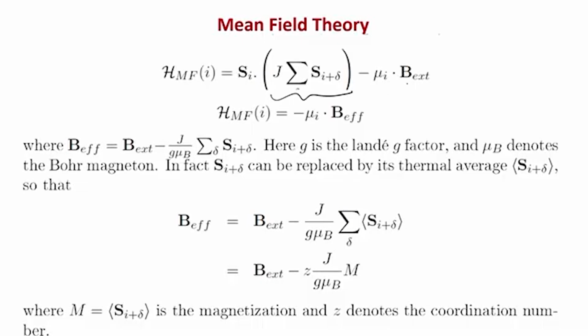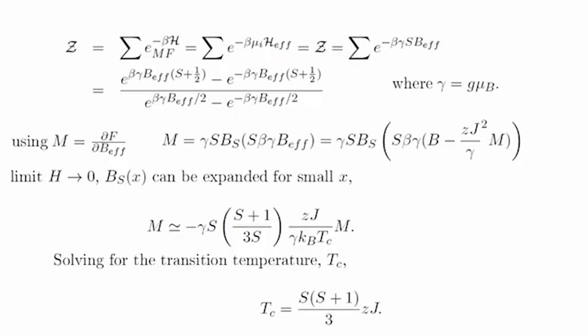So, each spin feels a magnetic field like this, and say there is also an external magnetic field, and we can combine them and write down a one particle equation, or one spin equation, in an effective magnetic field given by this term, where m is nothing but the average value of this spin, that is Si plus delta, and Z denotes of course the coordination number. So, in 1D the coordination number is 2, in 2D it is 4, and so on.